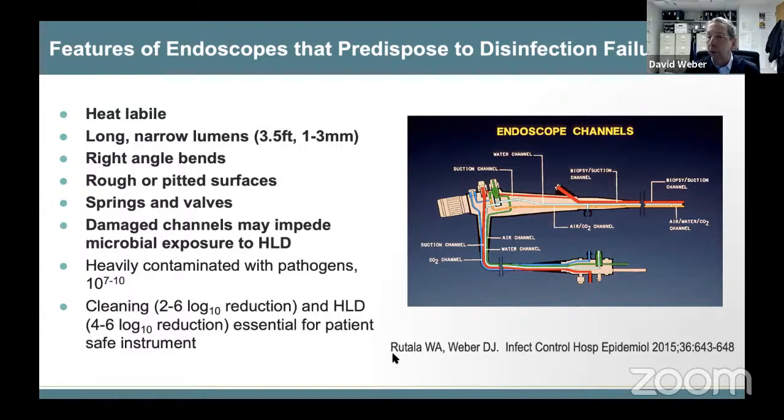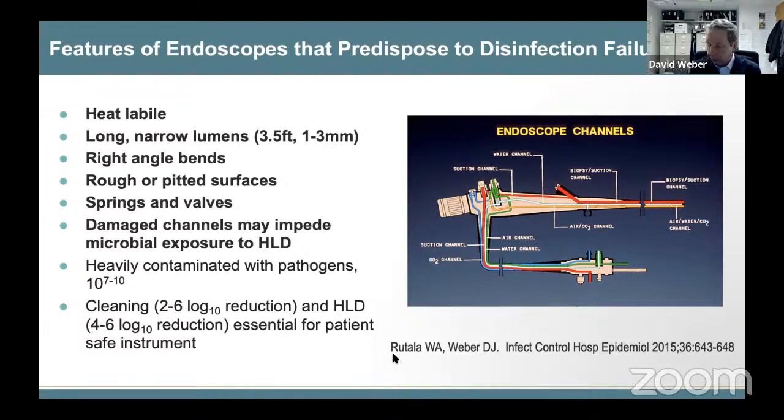So here's why we see them in duodenoscopes. They're heat labile so that they can't be steam sterilized. They have long, narrow lumens, so they can be more than a meter long. The lumens can be as small as 1 millimeter. They have right angle bends, rough pitted surfaces, springs and valves. When you're cleaning them, you can damage and rip the internal channels, which can lead to biofilm. They're heavily contaminated, 10 to the 7th to the 10th. And cleaning, as we said, can reduce up to 6 logs, usually around 4 logs, and HLD up to 6 logs.